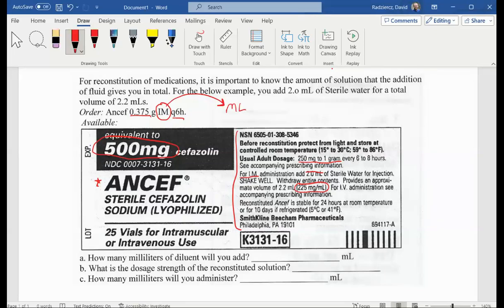Once you know what your strength is, now you can do your math. So I always take a little bit of time showing you this as our starting point. And so there's a couple ways you can do this. If you're doing ordered over have, right? 375 milligrams over the 225 milligrams. And then in this instance, your quantity is 1. You just plug that into your calculator.